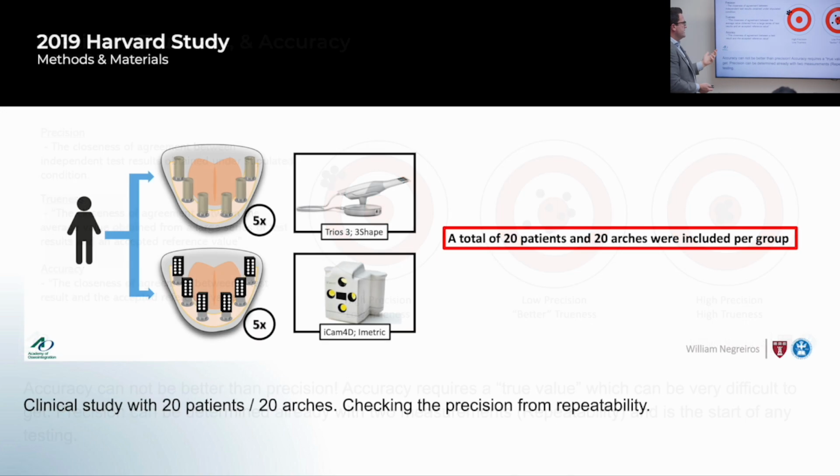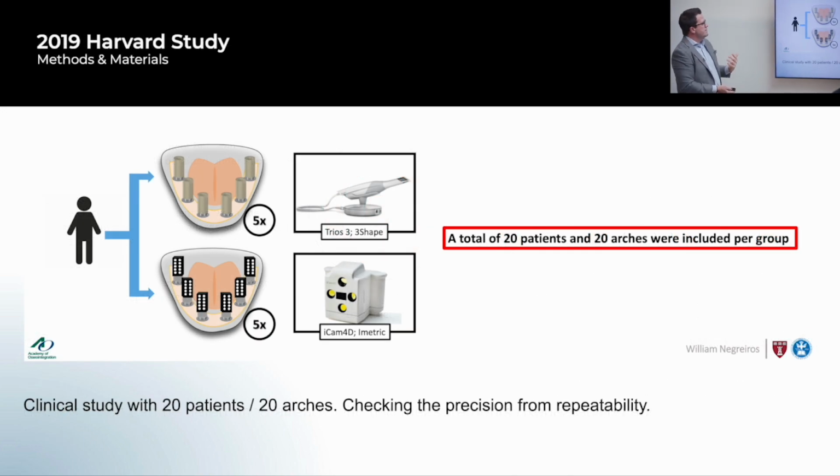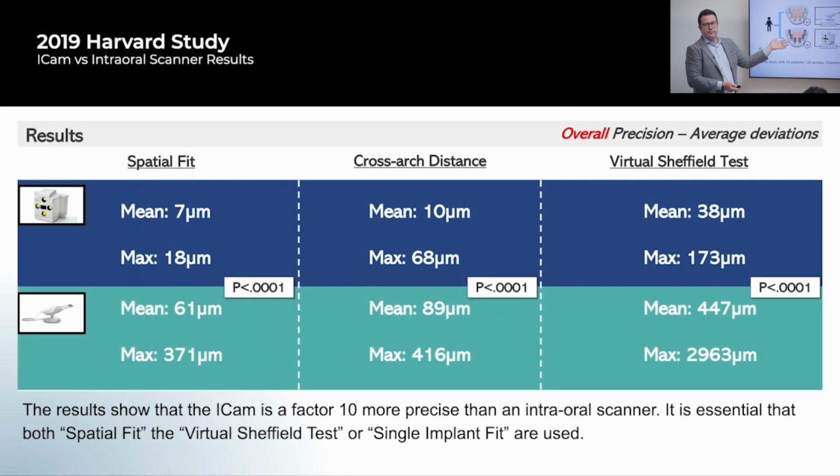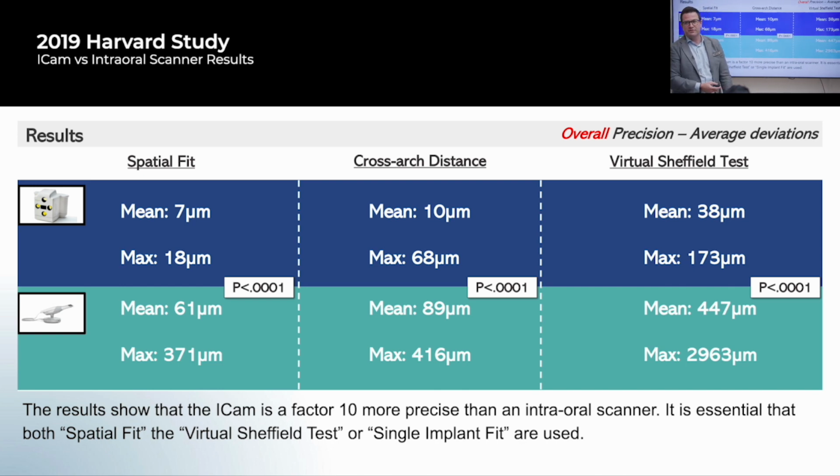So what they did is they did 20 patients or 20 arches, and they basically scanned each arch 5 times with a 3Shape, 5 times with an iCam. And the results were pretty outstanding, alarming, crazy, whatever we want to call it. So the virtual Sheffield test in the prosthodontic community is a common test that you'll do to verify the precision of a prosthesis. Essentially taking that hybrid, screwing in one of the implants and verifying that you've got contact the whole way around the arch.